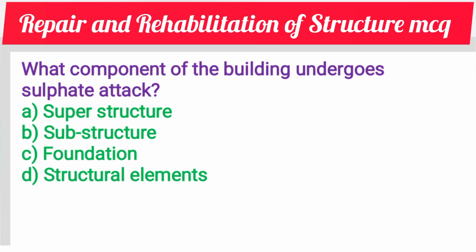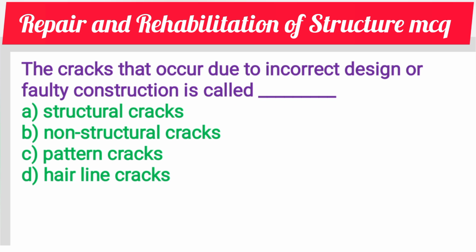Next question, what component of building undergoes sulfate attack? Option A, superstructure. Option B, substructure. Option C, foundation. Option D, structural elements. So the correct answer is option A, superstructure. Next question, the cracks that occur due to incorrect design or faulty construction are called option A, structural cracks, option B, non-structural cracks, option C, pattern cracks, option D, hairline cracks. So the correct answer is option A, structural cracks.